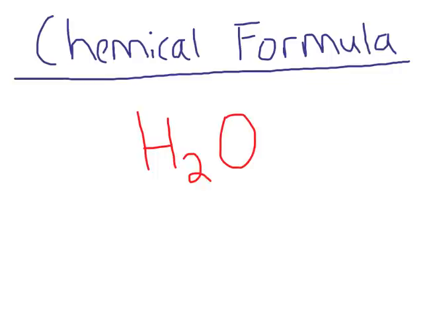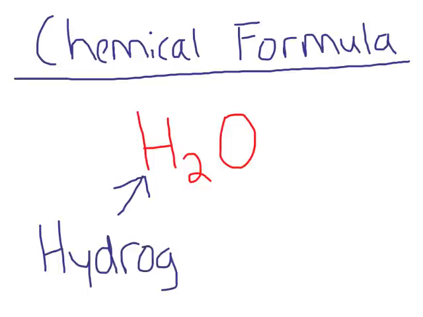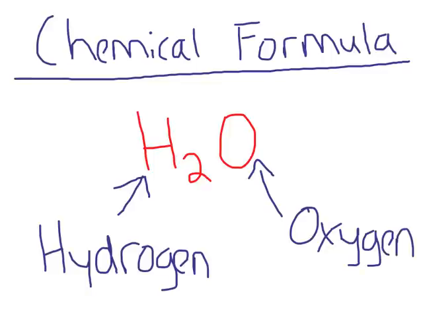H2O stands for 2 hydrogens and 1 oxygen that bind together to make a water molecule. So we see this 2 right here behind the H, which indicates that we have 2 hydrogens present, and there is nothing behind the O, which means we only have 1 oxygen.